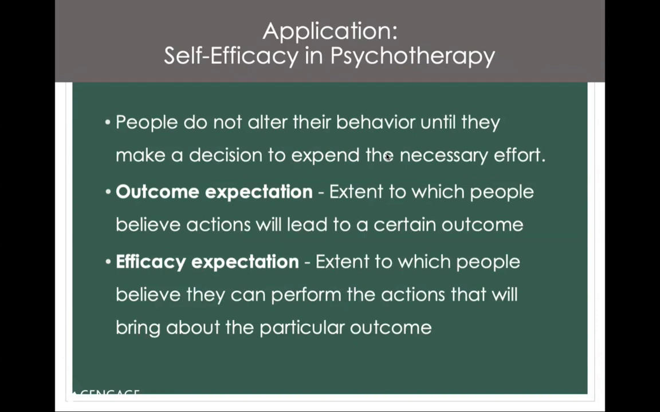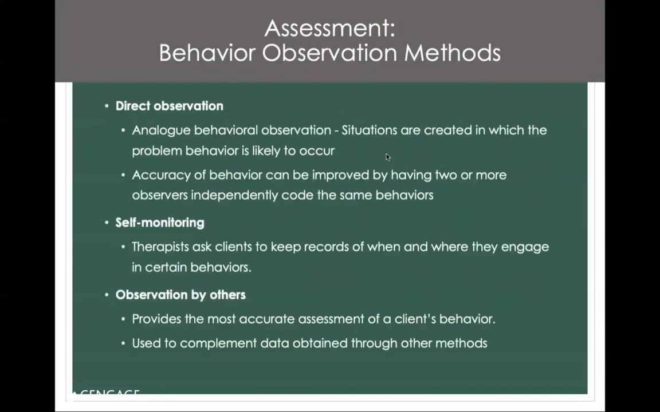The other application is self-efficacy in psychotherapy. If you can develop a level of efficacy that has to do with yourself, that I am capable of this, I am capable of that, then it comes in very handy. People do not alter their behavior until they make a decision to expend the necessary effort. So it boils down to what choice you make. An outcome expectation is the extent to which people believe actions will lead to a certain outcome. And an efficacy expectation is the extent to which people believe they can perform the actions that will bring about the particular outcome. So expectations are very important to manage.